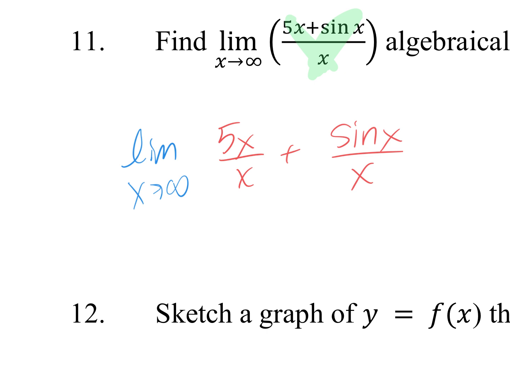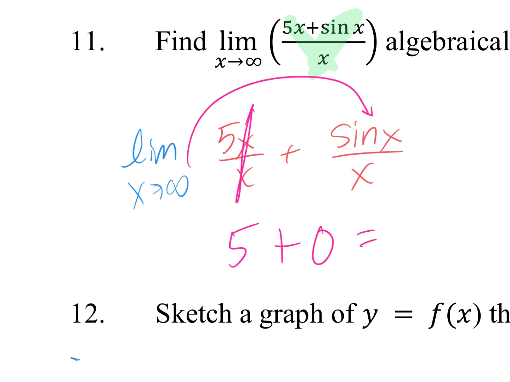Yes. So as x approaches infinity, these y values are going to 0. So this limit is going to just get me a 5, plus this is going to get me a 0. Final answer? 5.